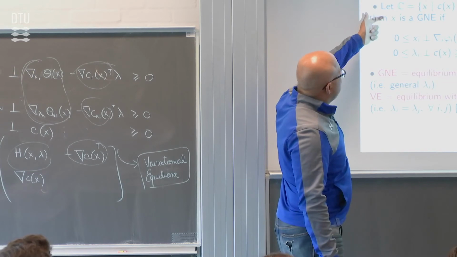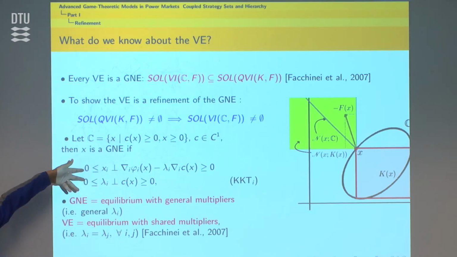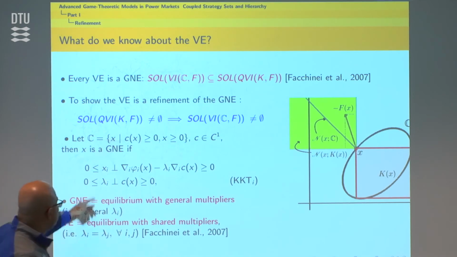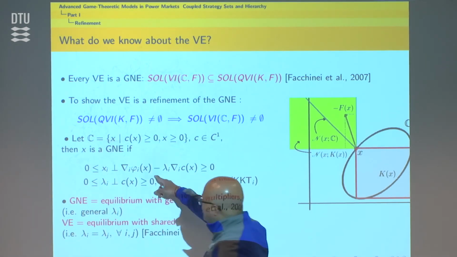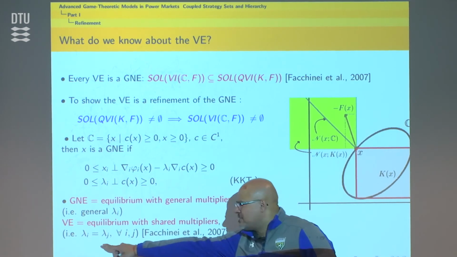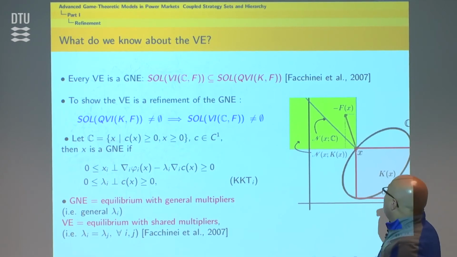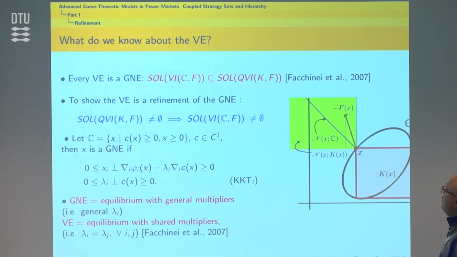Okay, so suppose the set C is given by the set of x such that C of x is non-negative. C is a continuously differentiable function, and x is a GNE if these KKT conditions are satisfied. Look at these KKT conditions. These are the non-shared multipliers. And the VE, with shared multipliers, requires that lambda i is equal to lambda j for all i, j. Okay. Now remember what the geometric characterization is.